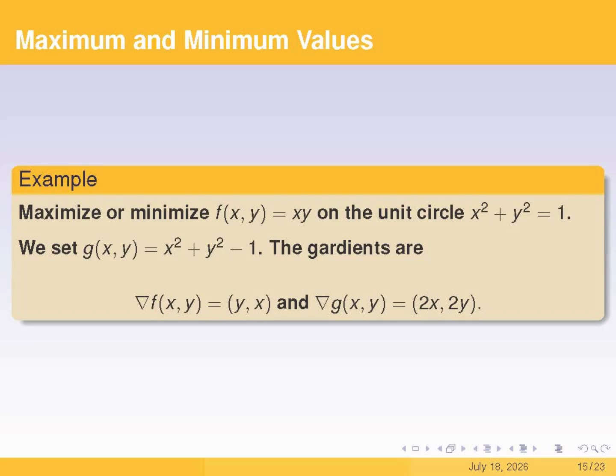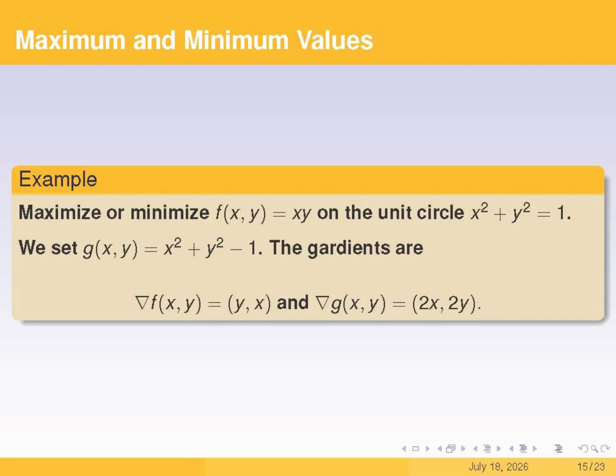In this example, we are going to find the extrema for the function f(x, y) equals x times y subject to a constraint. This constraint requires the point (x, y) to be on a unit circle, which gives us the equation x squared plus y squared equals 1.